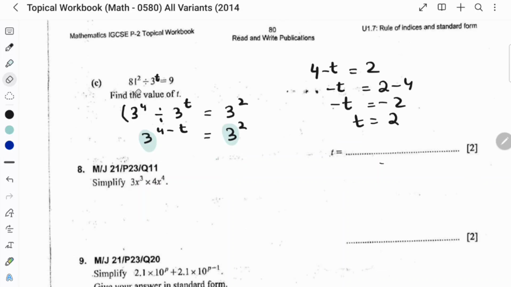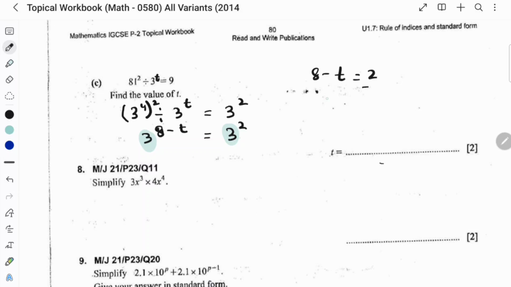Sorry, there is some mistake. We didn't do the square of 81. I just took 4 square. Okay. So that is 8 minus t equals 2. Just check it. That is 8 minus t equals 2, and then minus t is 2 minus 8, and minus t is equal to minus 6, and t is equal to 6 in this question. That's the right answer. Sorry for the mistake.